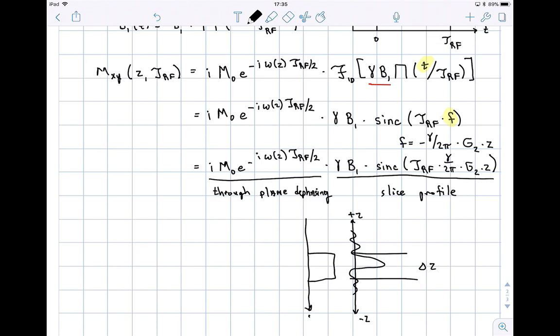The forward problem is I want a particular slice profile. What B1 envelope function should I use? And that inverse problem is actually also very difficult. If you take 229, you'll learn a fair bit about how to solve that. Okay? All right, so if there aren't questions about what I did here, then I'm gonna go back to the slides for a few minutes.